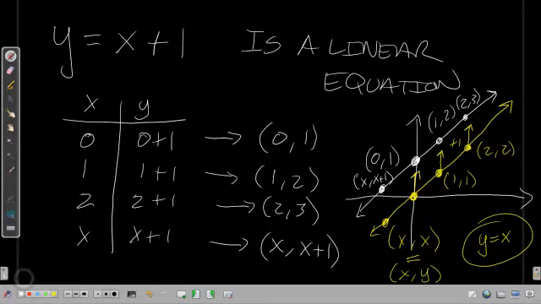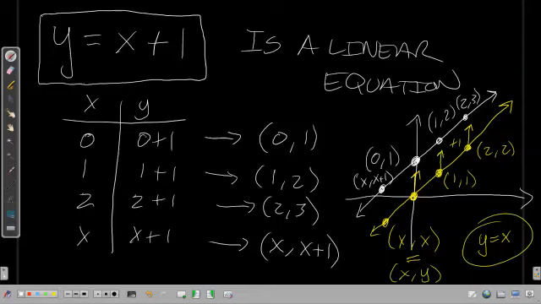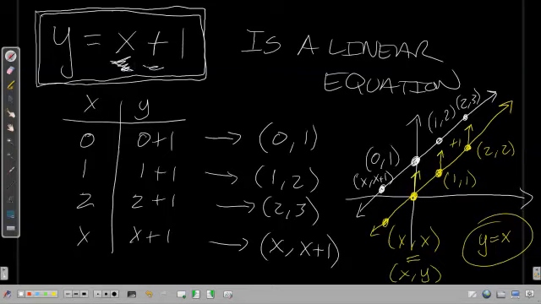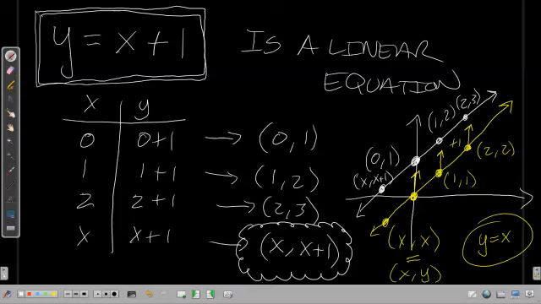In the same spirit, this line has this rule for obtaining the y coordinates from the x coordinates. This rule says that we can determine what the y coordinates must be by taking the x coordinates and adding 1. So then you can write any ordered pair on that line as x comma x plus 1, because y is equal to x plus 1. Make sense?